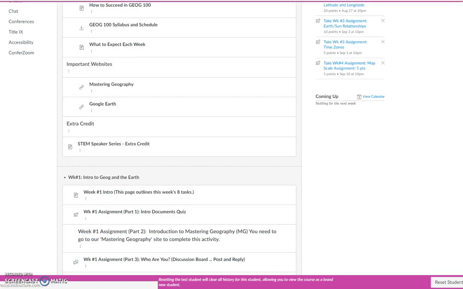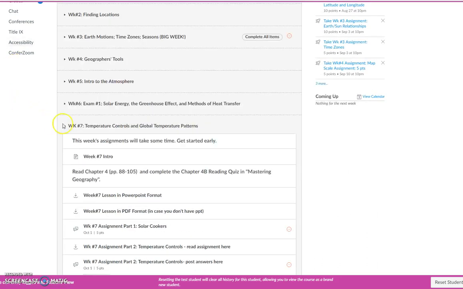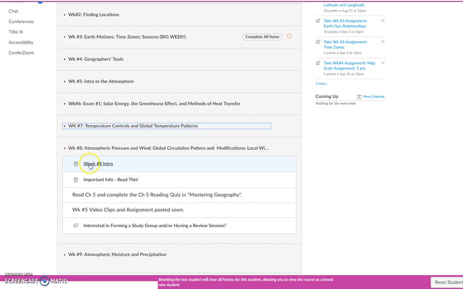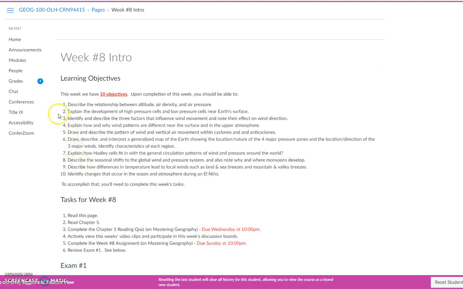All right, let's go back to week 8. And you'll look at the learning objectives there as well. And at the end of this week's lesson, you're going to go back and answer these 10 learning objectives in writing. I can't stress enough that if you feel like you've mastered these learning objectives that we have each week, you're likely to do pretty well on the exam.